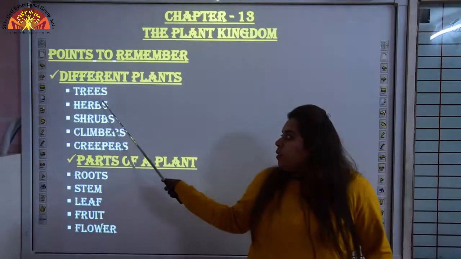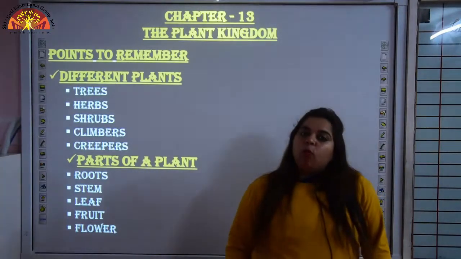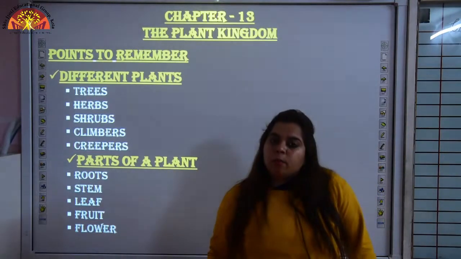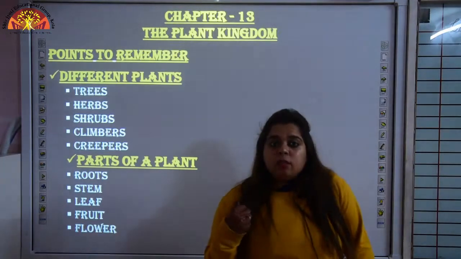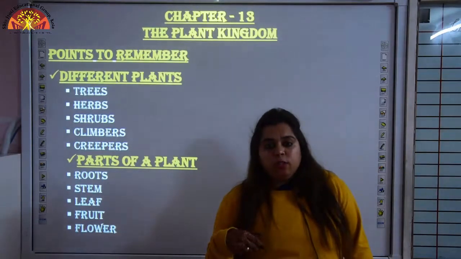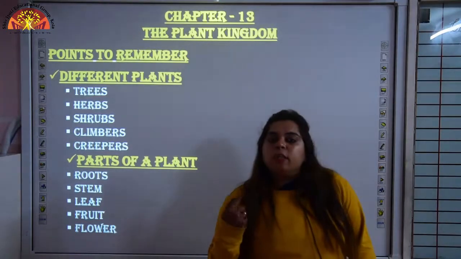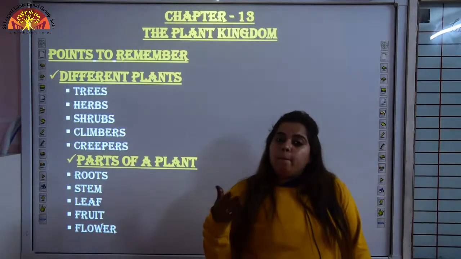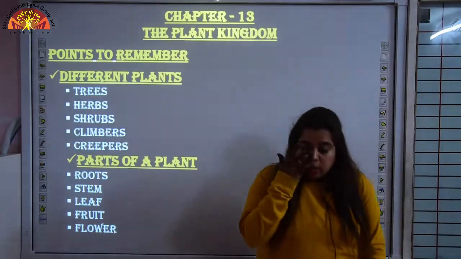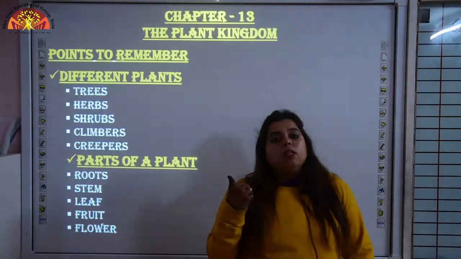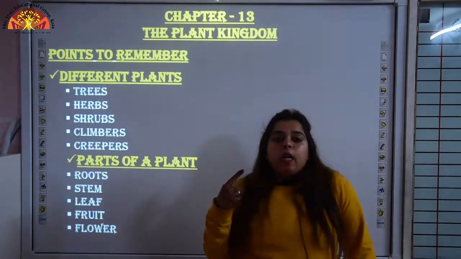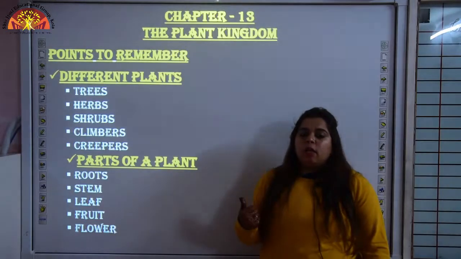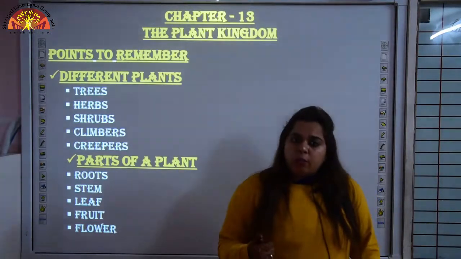Examples of trees are banyan tree, gulmohar tree. Examples of herbs are spinach, coriander. There are some herbs that we eat, that are used in our kitchen, like coriander, mint, spinach. We make dishes out of them, dishes such as palak paneer, chutney and many more. Examples of shrubs are rose plant, jasmine plant. Example of climbers are grapevine. Examples of creepers are pumpkin and watermelon.